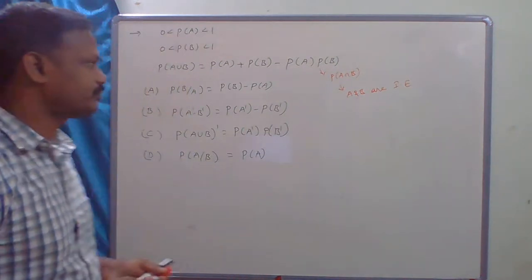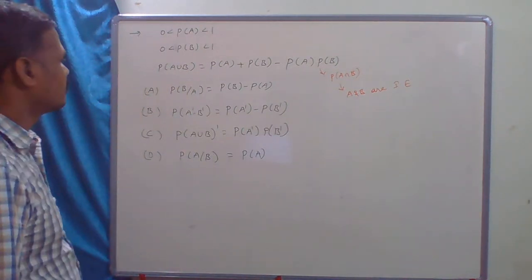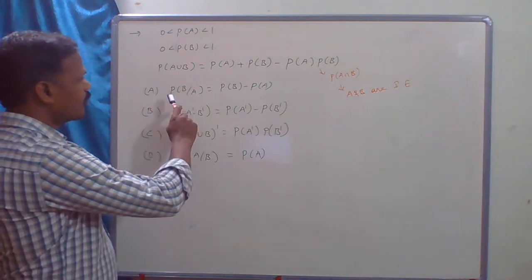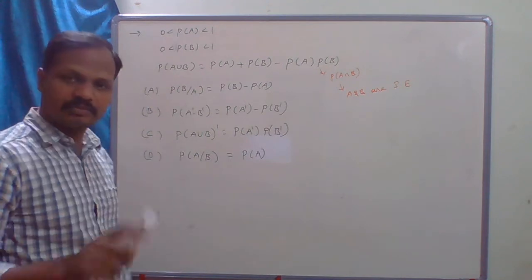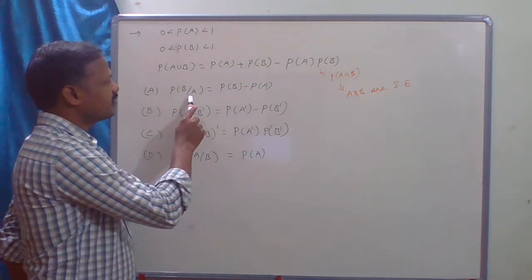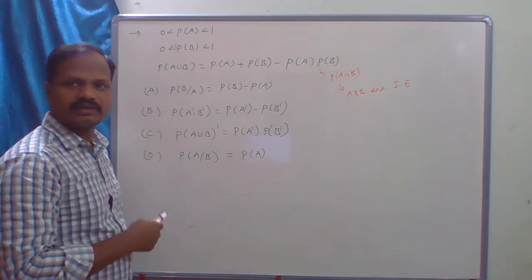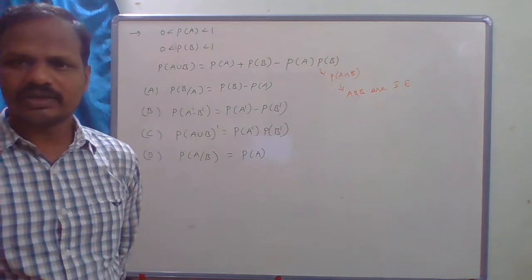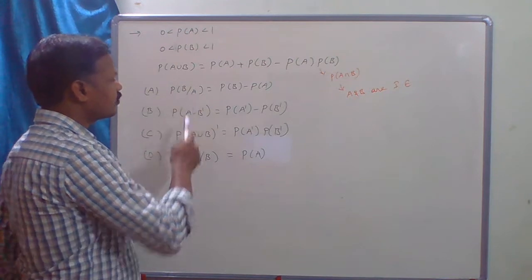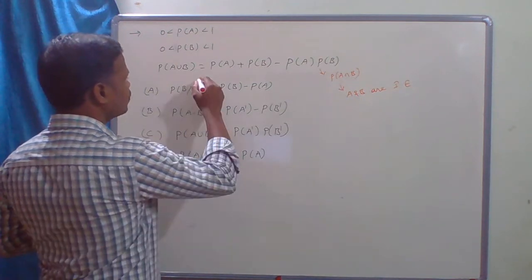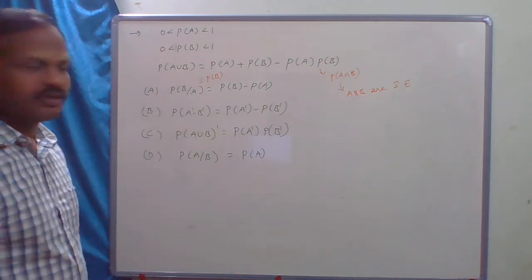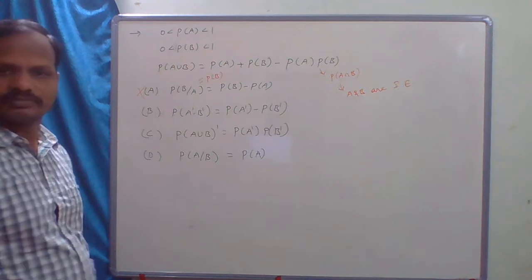Now we will check the first condition. Probability of B given A. Since A and B are independent events, probability of B given A equals probability of B, because B is independent of A. Whatever may happen to A, probability of B given A must equal probability of B, not probability of B minus probability of A. So this statement is wrong.